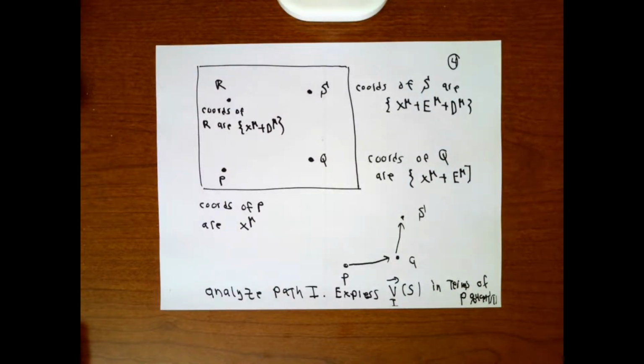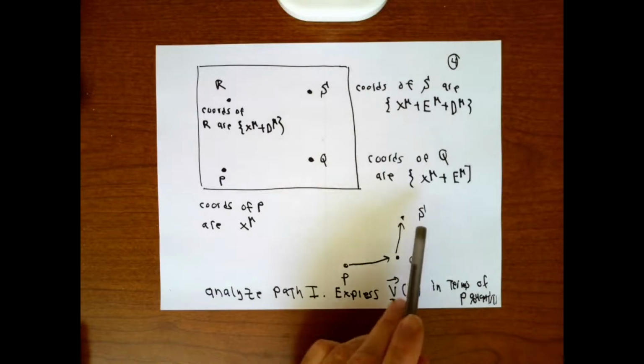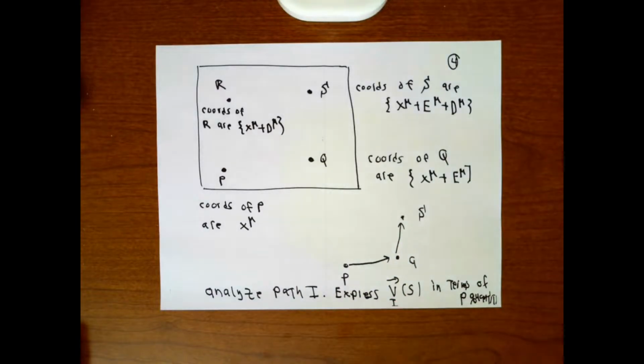What I'm going to do is analyze what happens to vector values as I travel along this first pathway. I'm going to express the final result as v at s along path 1. And what I really want to do is express that value, or at least maybe the components of that vector, in terms of quantities that are evaluated at the original starting point P.